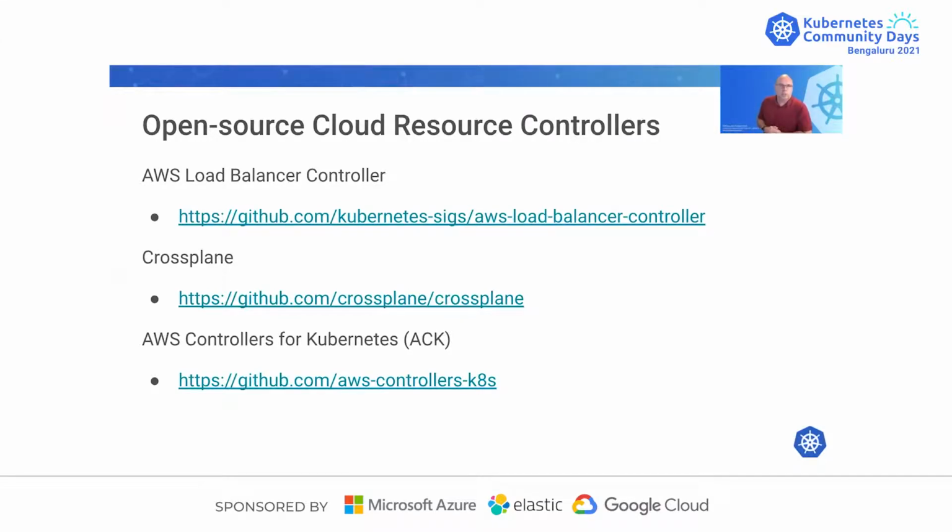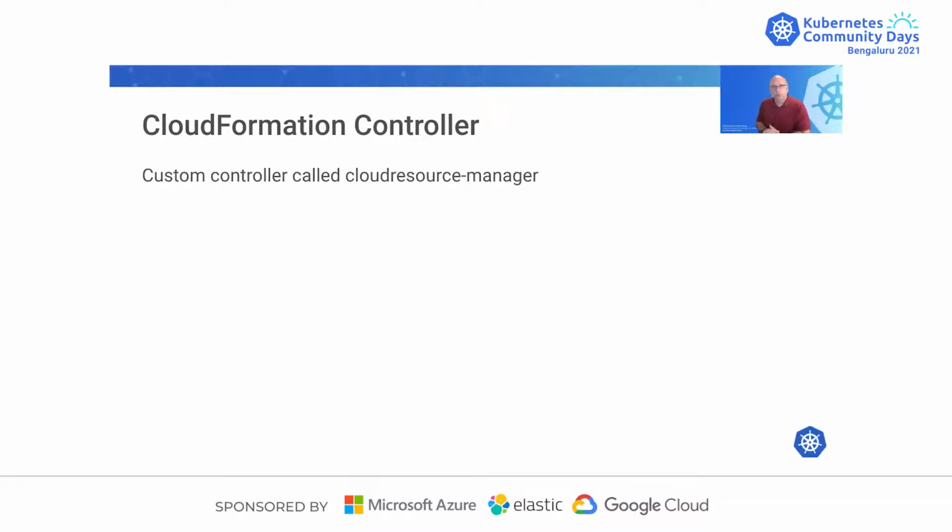However, at the time we started this project, Crossplane and ACK didn't exist. So we did what any other self-respecting development team would do, and we wrote our own controller. What we wanted to do was manage CloudFormation stacks using a Kubernetes controller. So we wrote a custom controller called Cloud Resource Manager. This was a pretty straightforward controller in the sense that it just did one thing. It processed CRs that represented a CloudFormation stack and created those stacks on a target account.